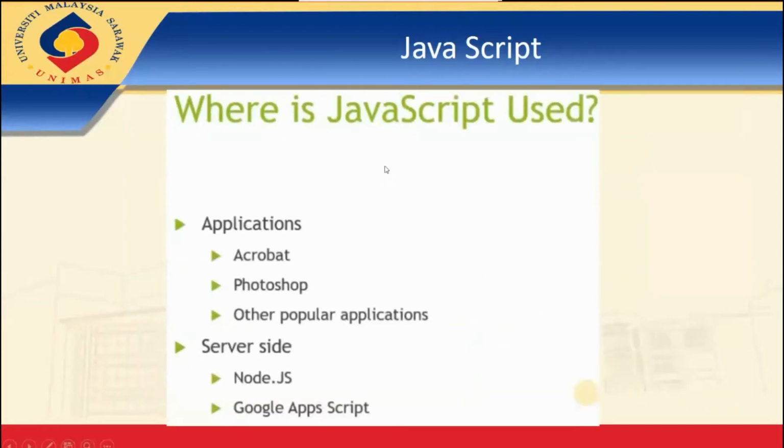Where is JavaScript used? JavaScript can be used on many different platforms, but the most obvious one is the web, and currently mobile also. In mobile programming, there are several platforms where we can build full web mobile applications using JavaScript. It can also be used in Acrobat, in Photoshop, and all those things. But the most obvious usage of JavaScript is in our web applications.